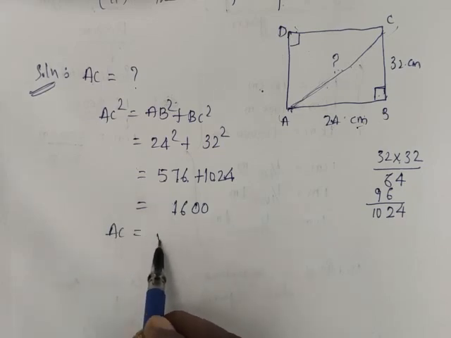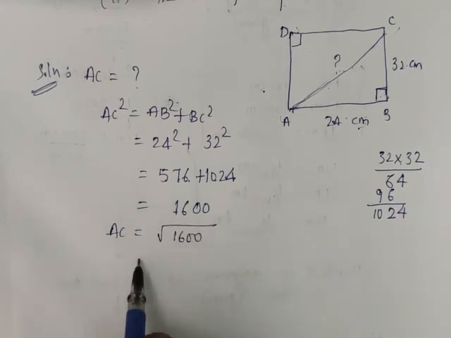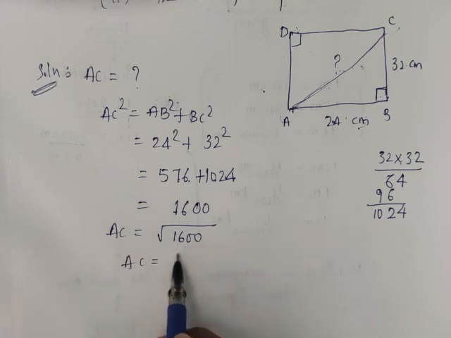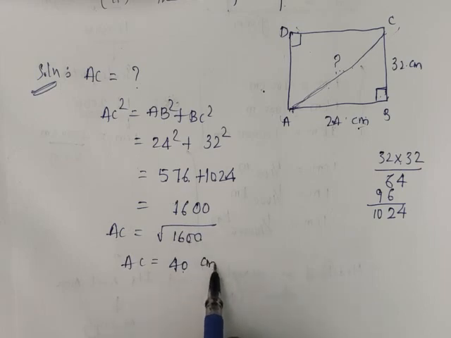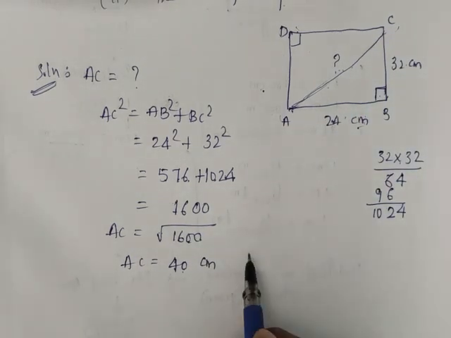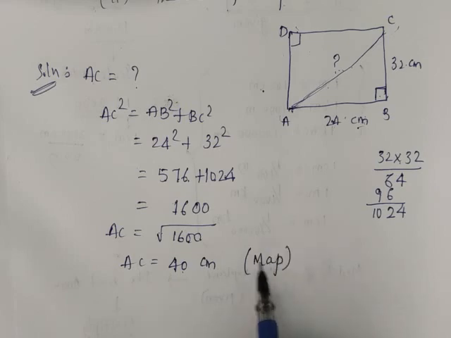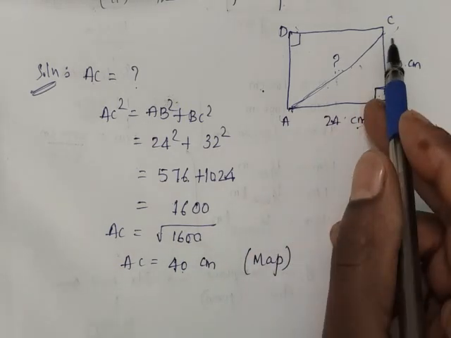AC equals the square root of 1600. The answer is 40. The root of 16 is 4, and the double zeros convert to 40. So AC equals 40 centimeters. It is on the map. Understand? So what we got, this AC, is on the map.